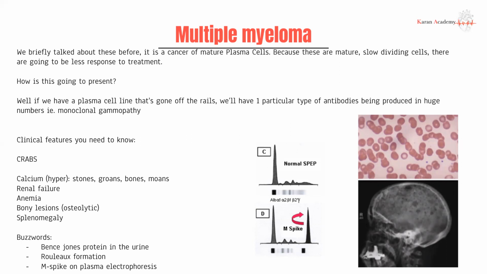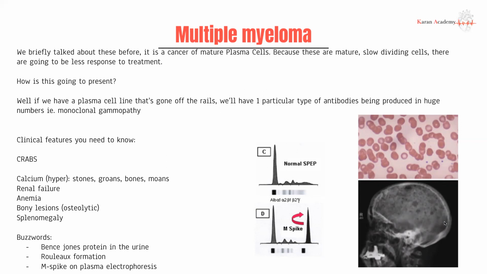The clinical features you need to know for multiple myeloma is the CRAB acronym. Issues with calcium, so hypercalcemia, and as you know, that's stones, groans, bones, and moans. Renal failure, because you have high levels of calcium being excreted, as well as high levels of immunoglobulins being filtered through the renal tubules, and this can damage them. Anemia, because over time you can have infiltration in your bone marrow, causing bone marrow failure. Bony lesions, partly because of the osteolytic process that's ongoing.